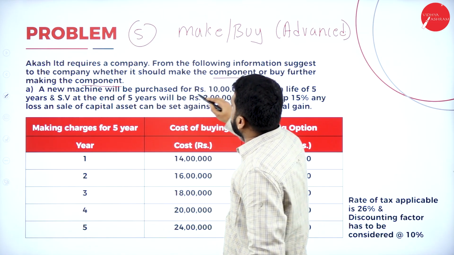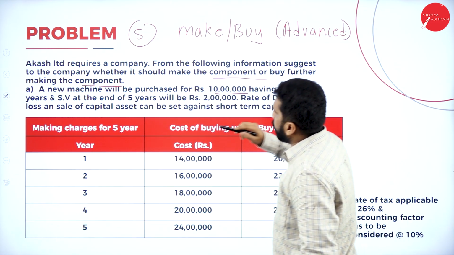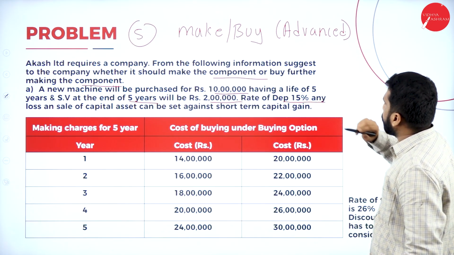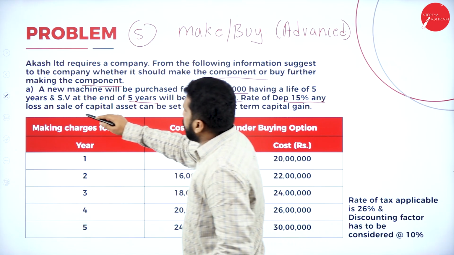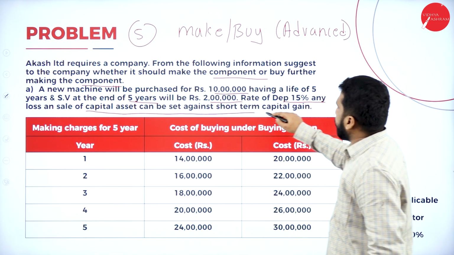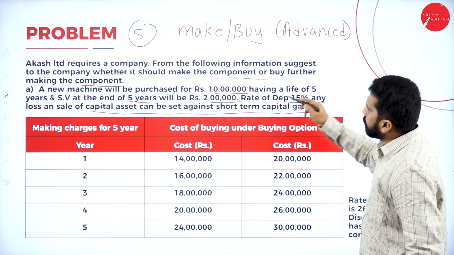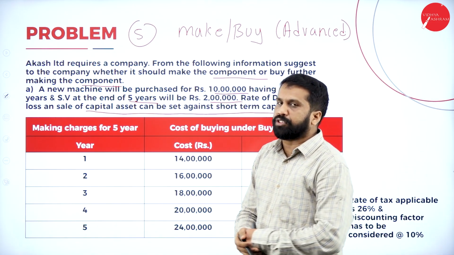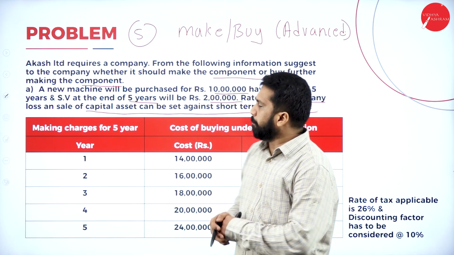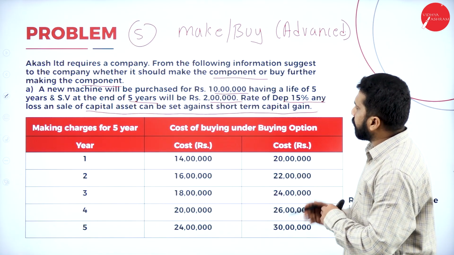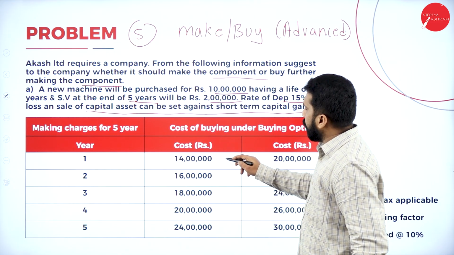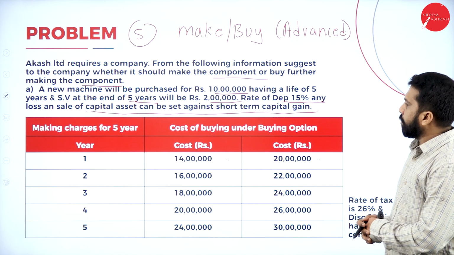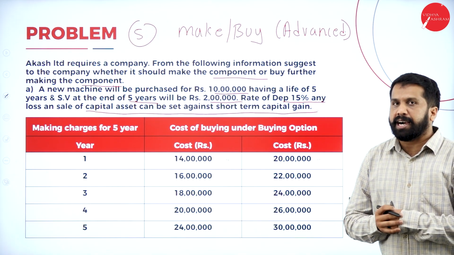A new machinery will be purchased for 10 lakh having a life of 5 years, and the scrap value after 5 years will be 2 lakh, rate of depreciation 15%, and sale of capital asset can be set against short-term capital gain. So these are the given. The scrap value is also given. These are the information given in the problem. Now, what are you supposed to do? This is your question. This is for your making option, and this is for your buying option. So these are the information available.